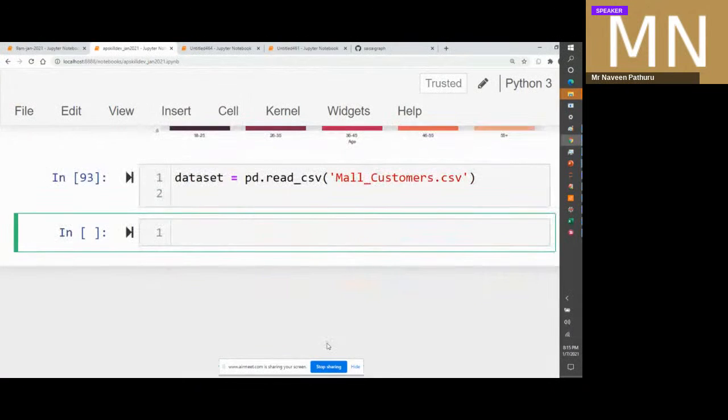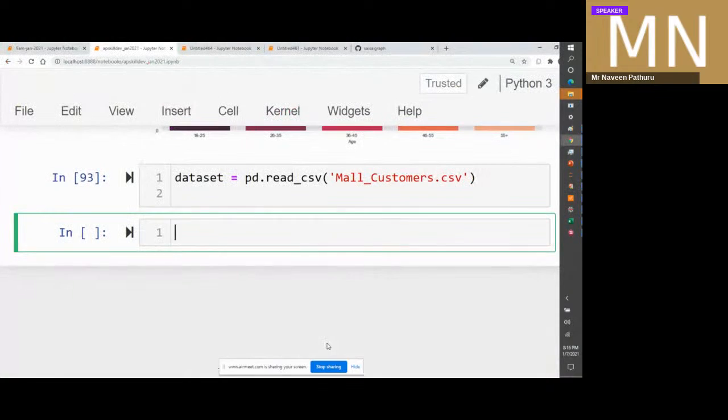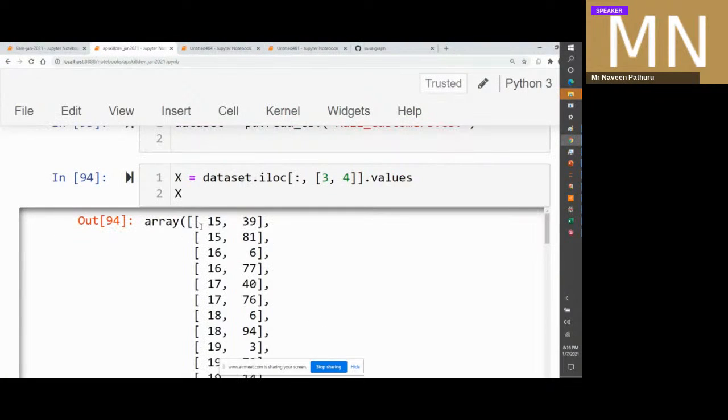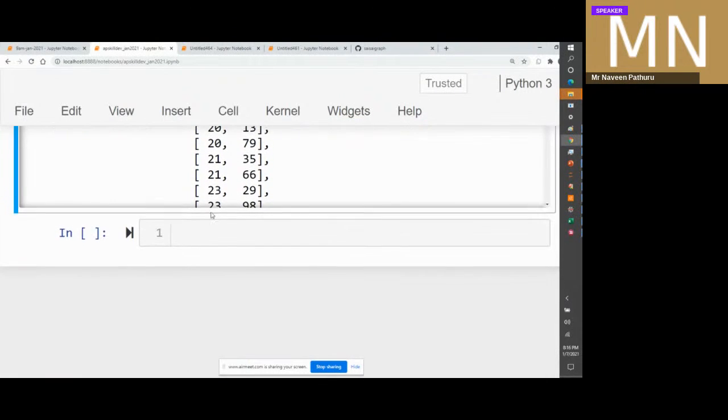Back to the data set. Now what we are going to do is go to this data set and say, take all the rows, take only the fourth and the fifth columns, and convert it to a NumPy array. Which means we are only taking the income and the spending score. We'll start with two columns, the income and the spending, how much they're earning and how much they're spending.